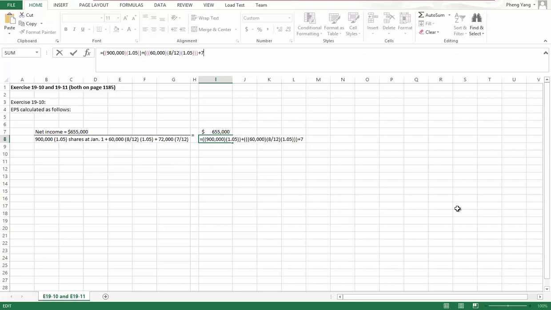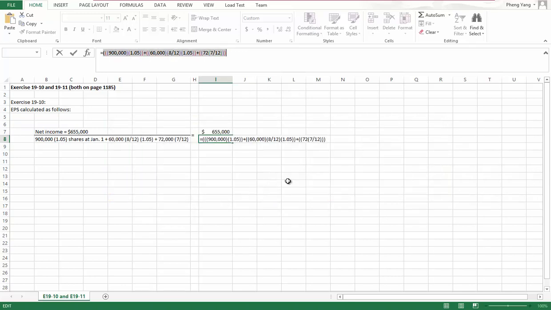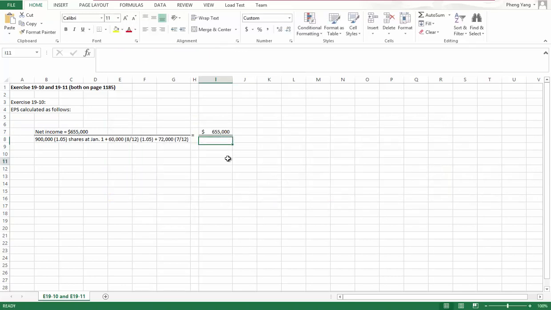Plus 72 over 7/12. Let's see if we get it right. Okay. I don't think it likes my formula. Okay, it's too hard to do the formula in here, so I'll go ahead and break it down for you.